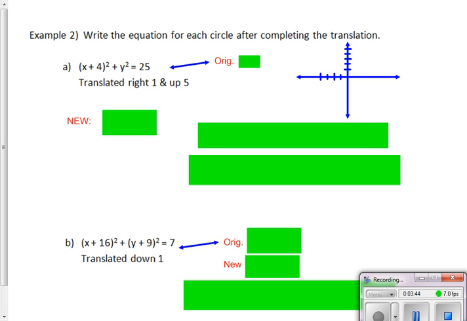In example 2, we're going to write an equation for a circle after completing some type of translation. You start off with the equation given in A, and you just wrote those equations out in the previous couple examples. To figure out the translation, I like to plot that center point, because when the center point translates, the whole circle is going to shift.